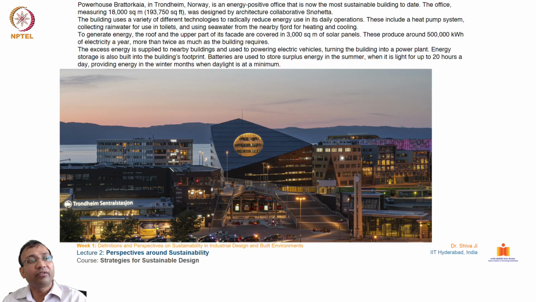Okay, so maybe you can look for more details, more such examples from across the world. Like this is an example from Norway. So this is an energy positive office. This is the most sustainable such kind of building, which was designed in recent times. And well, the statistics you can read over here, but it employs photovoltaic cells, and it generates 100% of its own power, rather it supplies to the grid also.